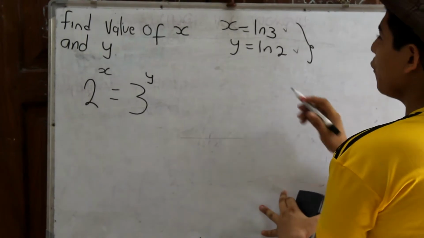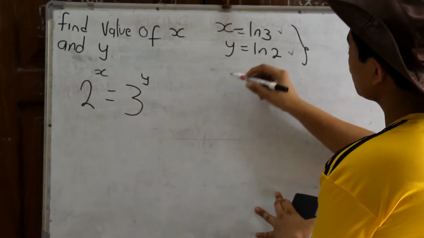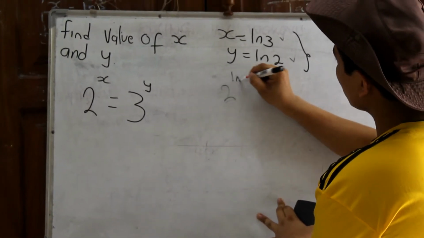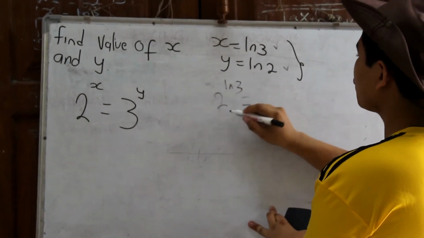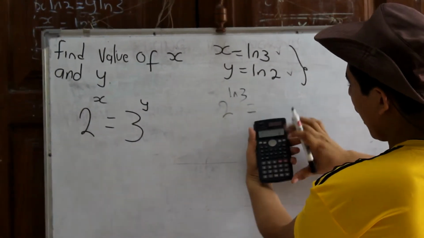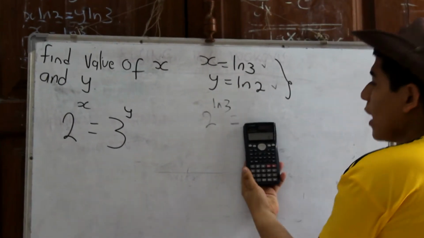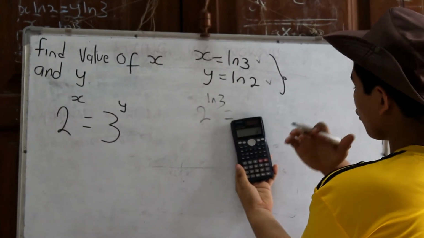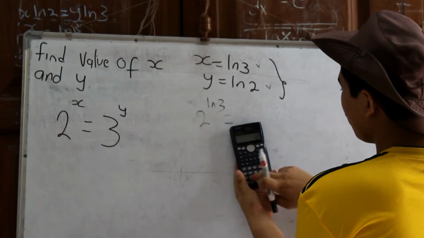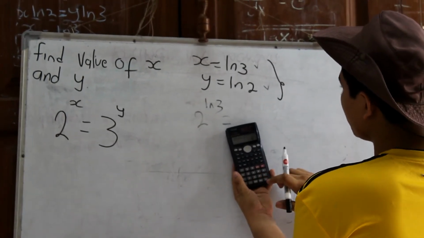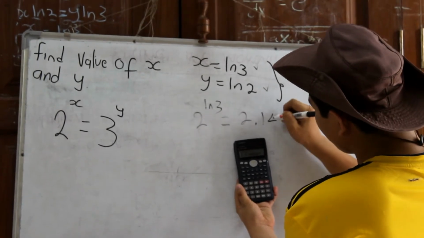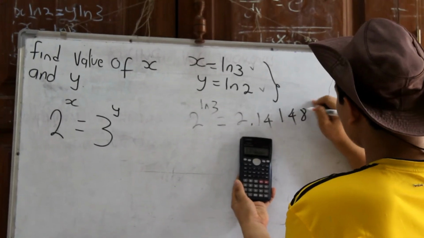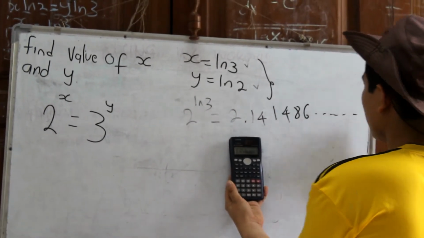My second way of proving, I'm going to have what is 2 power ln of 3. So I want to know the numerical value of 2 power ln of 3. So by using my calculator, remember you guys can use your calculators at home or wherever you are. So I have 2 power ln of 3. So my value is going to be 2.141486. And there are some other numbers there.